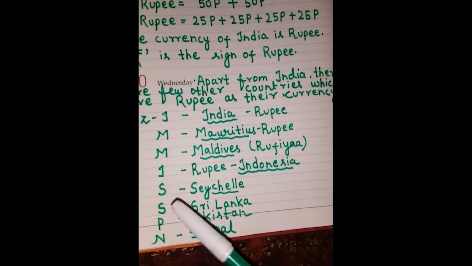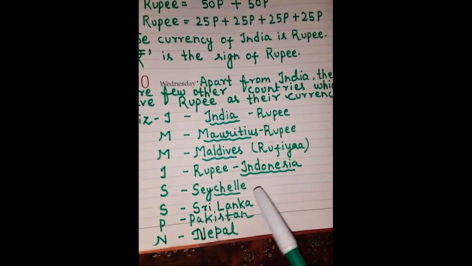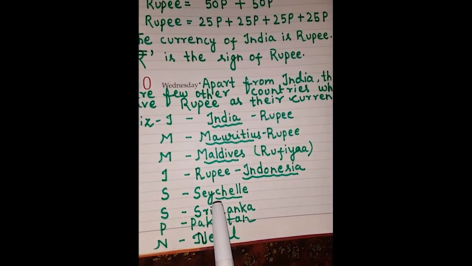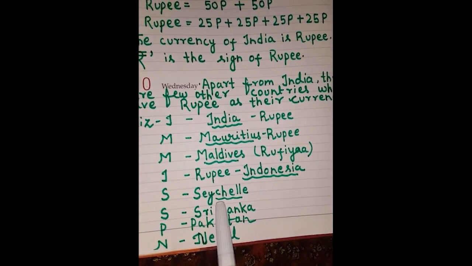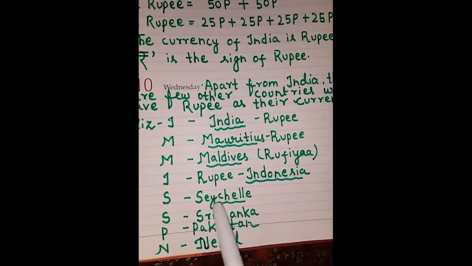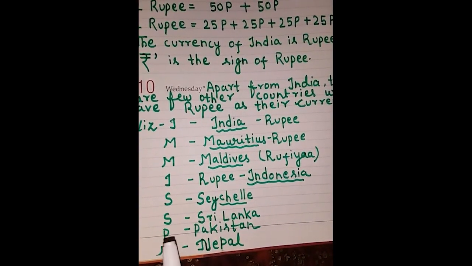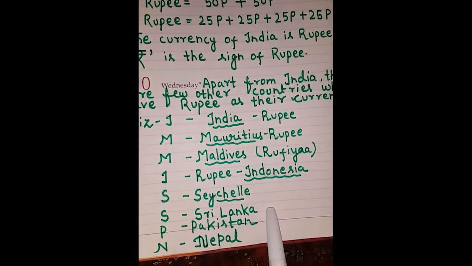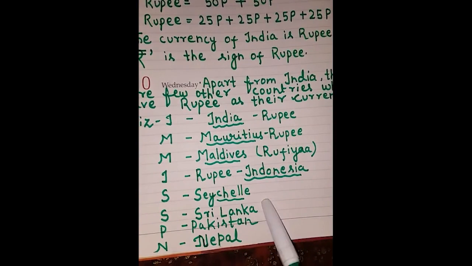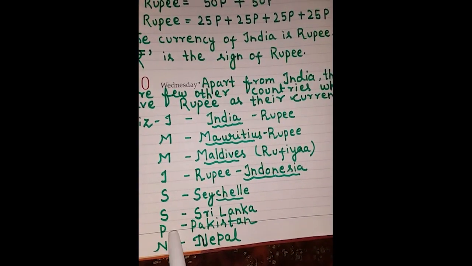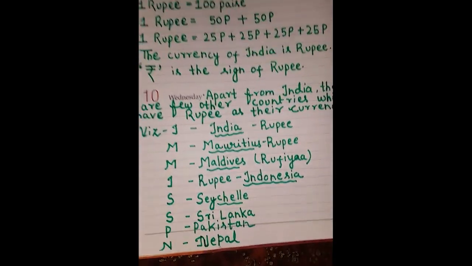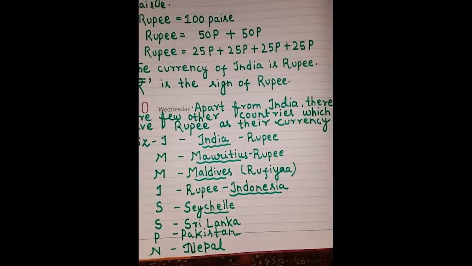The next is S, which stands for Seychelles. Seychelles is also a very small country. I hope you will search on the map of the world where it belongs and what it is all about. And the next S stands for Sri Lanka. It also has the rupee as its currency. The ancient name of Sri Lanka is Ceylon. Now P stands for Pakistan and N stands for Nepal. Okay, so I hope you have enjoyed this segment.